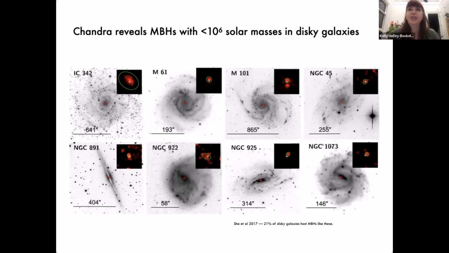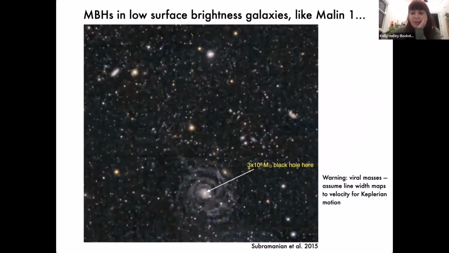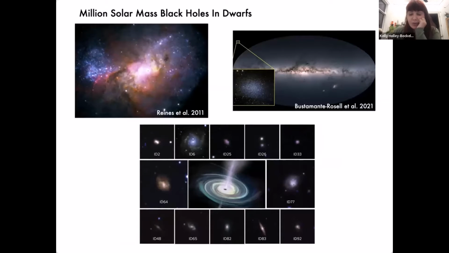As Jesse mentioned in the plenary talk on the first day, LISA black holes live in an entirely different type of galaxy and in totally different systems. So here are some Milky Way mass black holes, 10 to the 6 solar mass black holes. They live in spiral galaxies that don't have bulges in them at all, and they're revealed in X-rays. They can live in low surface brightness galaxies like Malin 1. Here's another Milky Way mass black hole as well. They live in dwarf galaxies.